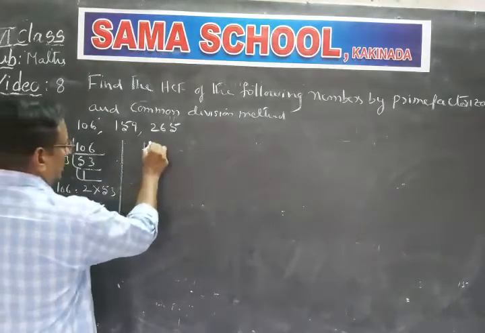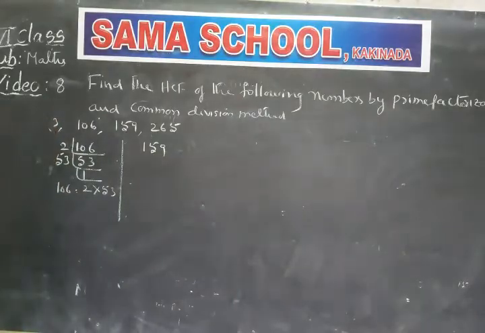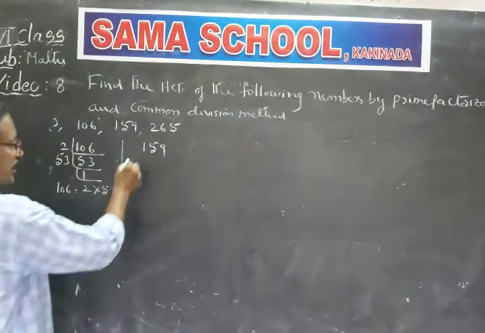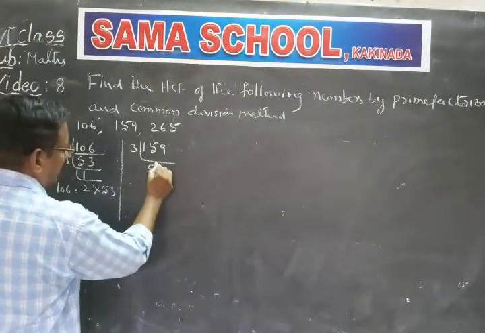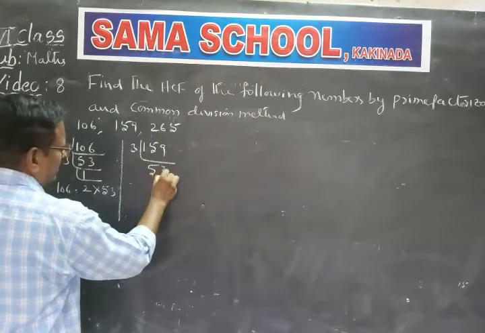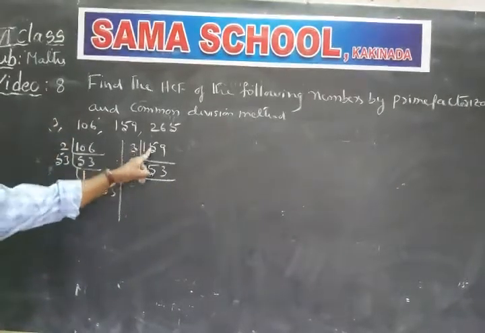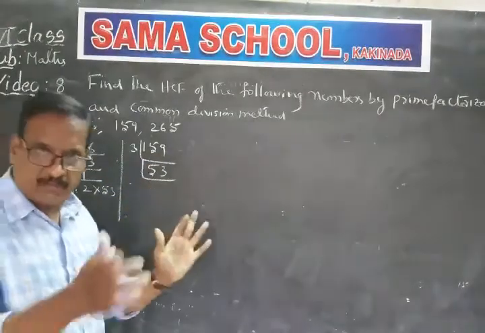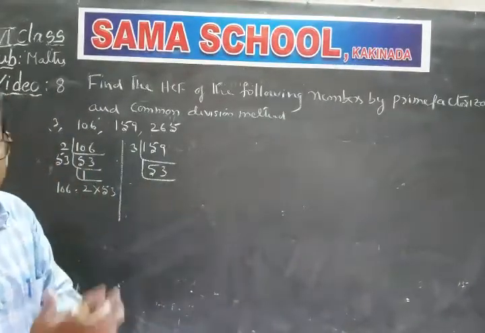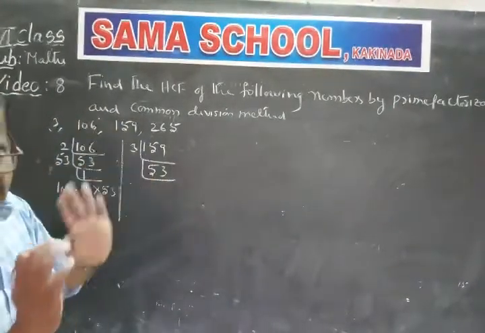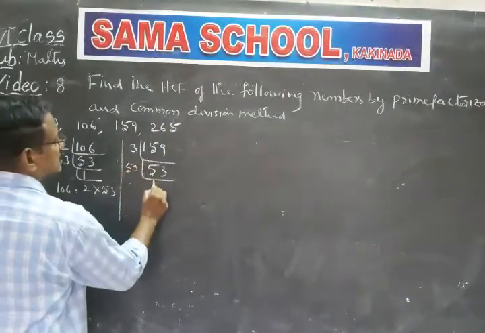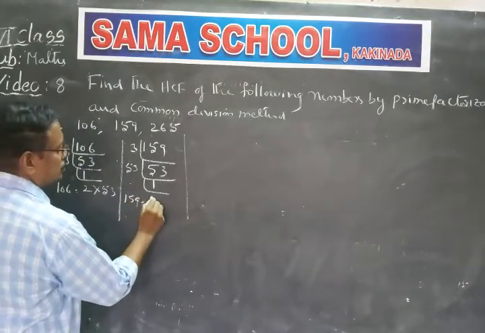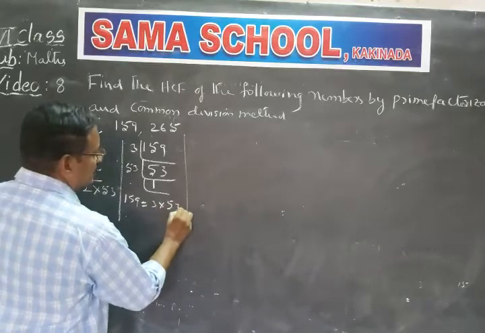Now 159. 2 is not divisible. In the prime factorization method, 2 is not divisible, so you take 3. 3 5s are 15, 3 3s are 9, and we get 53. 53 is a prime number, so it cannot be divided by any number. A prime number has only the factors 1 and itself. So 53 ones are 53. So 159 is equal to 3 into 53.